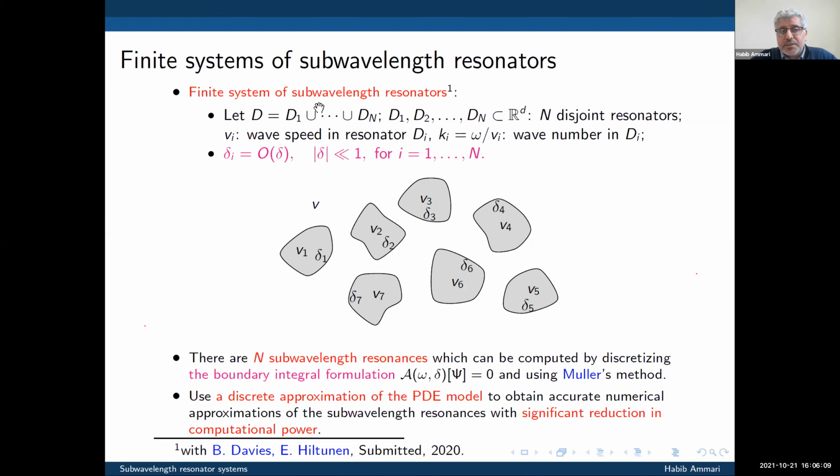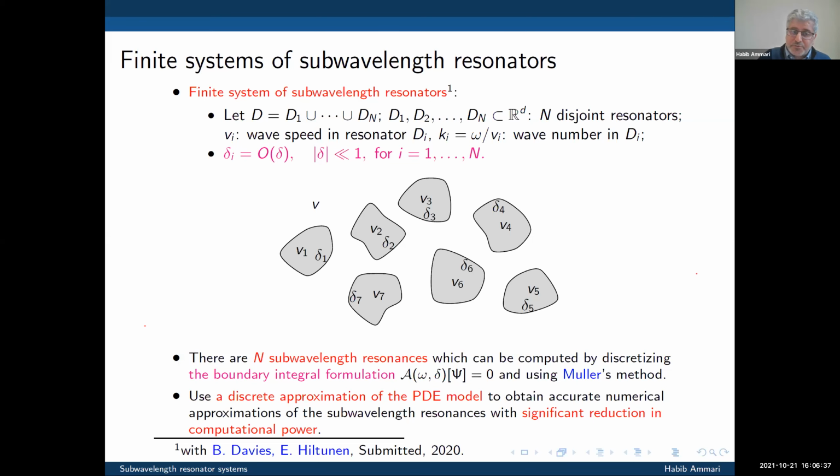So let me first consider a finite system of subwavelength resonators. I take n of these resonators. These are the speeds of the wave inside these resonators. These V, I'm assuming that they are comparable and they are of order 1. Then in each resonator, I have a high contrast, delta 1 up to delta n, and I'm assuming that these are small.